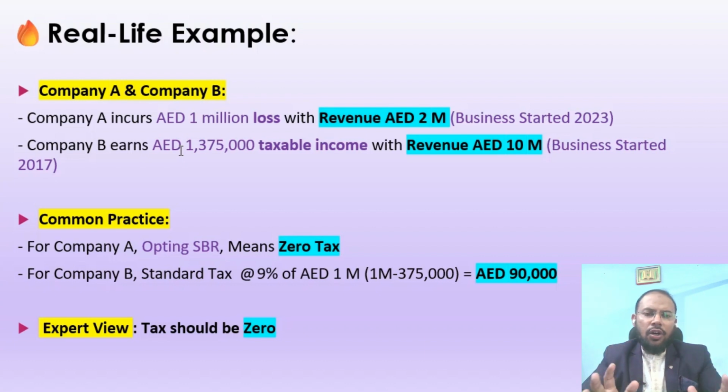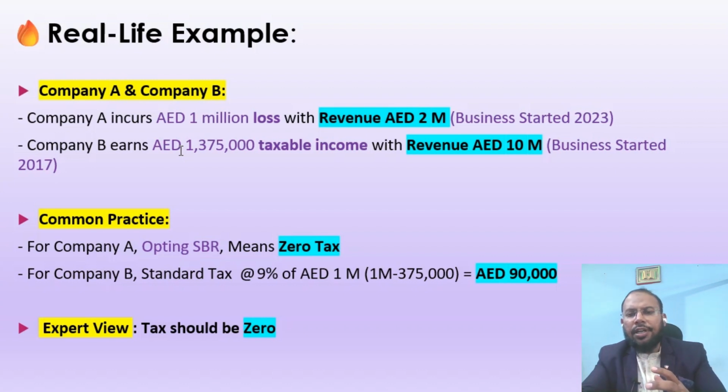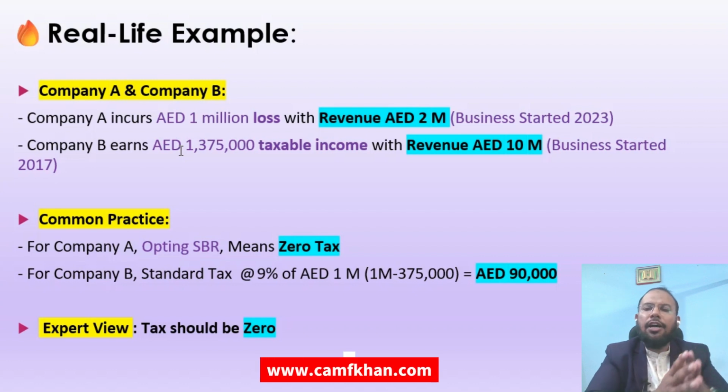If you are the owner of more than one company, like company A and company B. In company A, there is a revenue of AED 2 million. In company B, there is a revenue of AED 10 million. For your common understanding and common practice, for company A you can opt for SBR, small business relief. That time there will be no tax, as I mentioned here. Regarding the second, revenue AED 10 million, then you have to pay tax on the basis of taxable income.